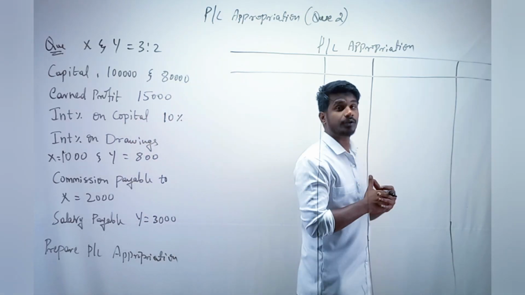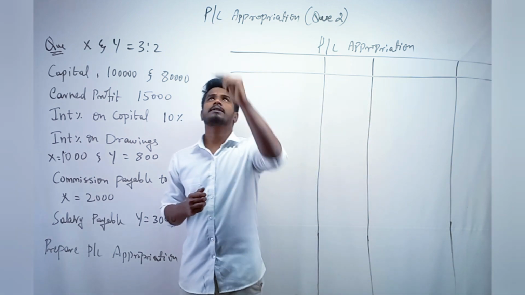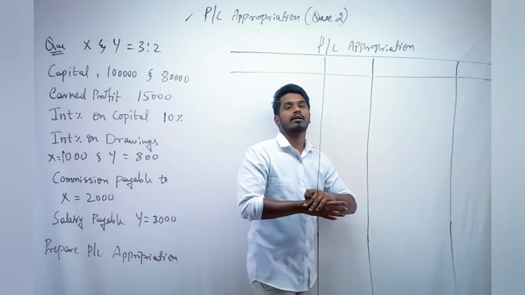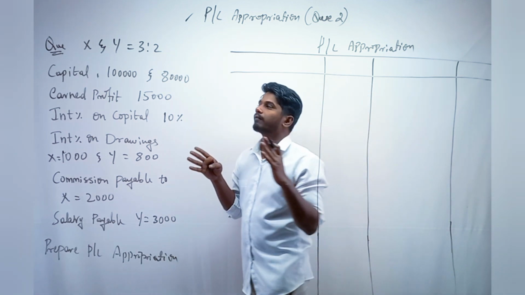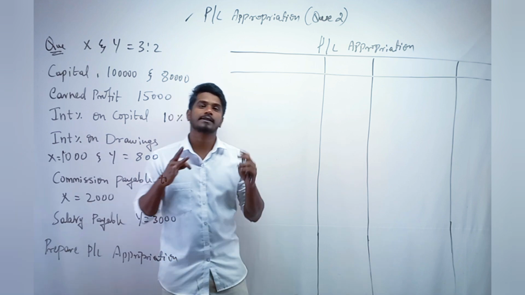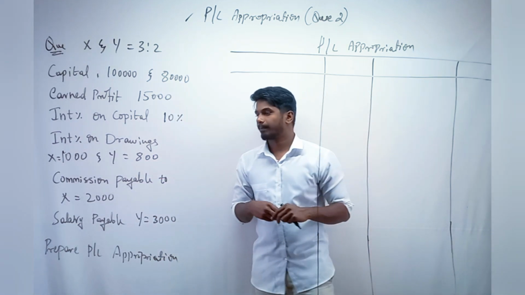So in the previous video we completed the first P&L appropriation question, and in this video we are going to complete the second question of P&L appropriation and wind up the P&L appropriation. Next we'll go for the SR and GR, right?